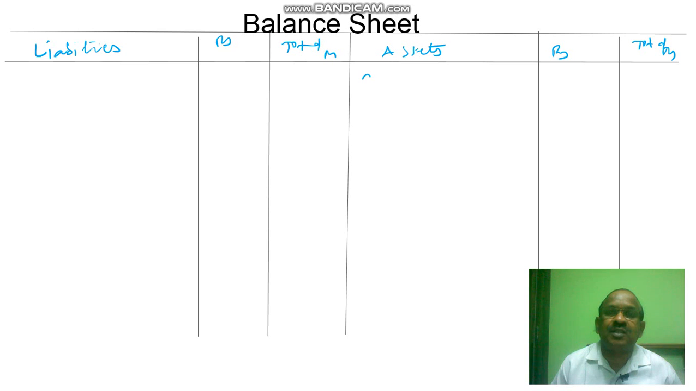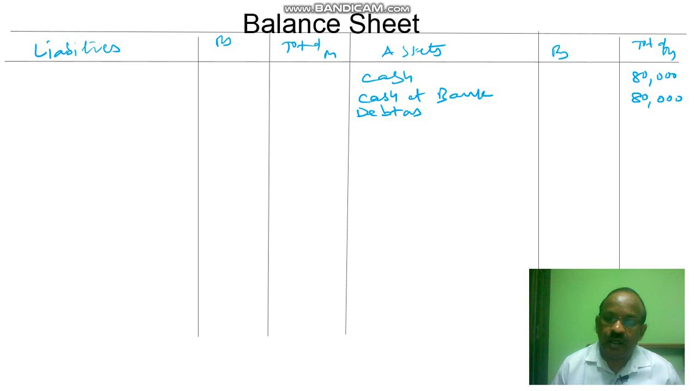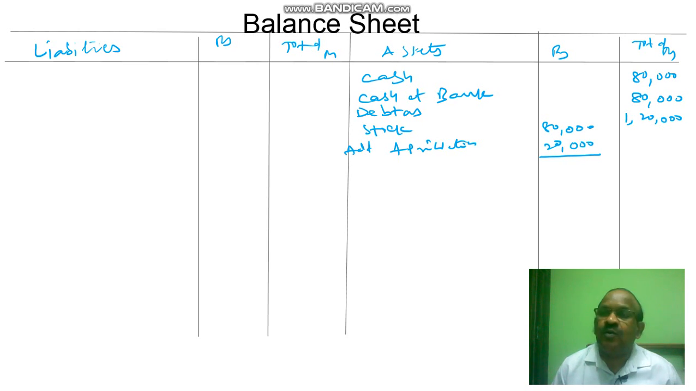So here the cash, we have already prepared the cash account. In that we found the cash balance is 80,000. Next is the cash at bank also 80,000. Here the debtors is 1,20,000. Stock 80,000. Here the appreciation of stock is 20,000. So stock amount is 1 lakh.